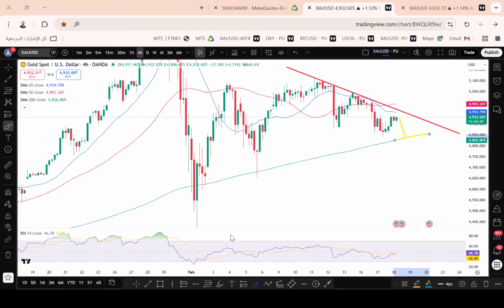All of them are the same thing. Moving average, simple moving average, exponential moving average, it's the same thing. It's just a matter of calculation, but it will give you the same result.